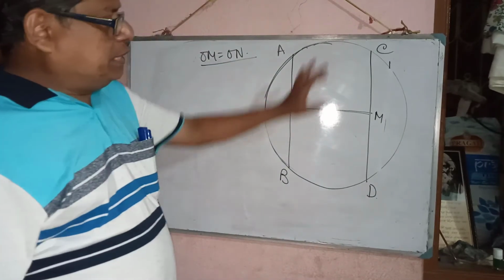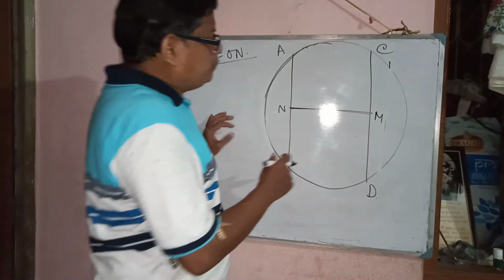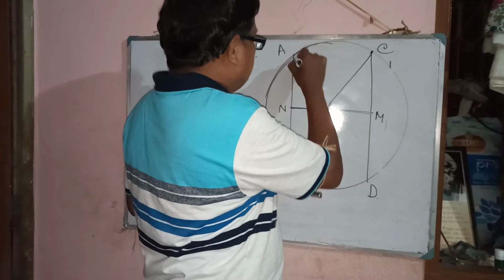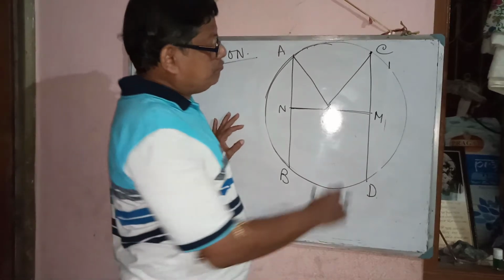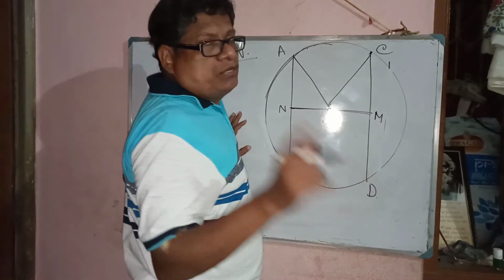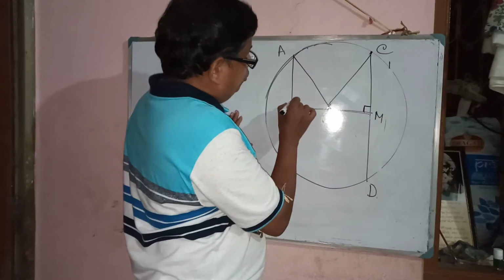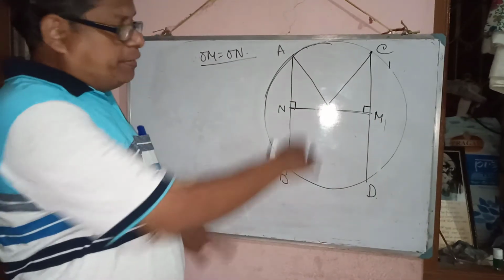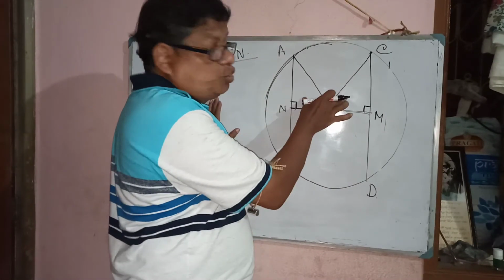We know that two equal chords are there, so just join OC and OA. The line passing through the center gives the distance, which means perpendicular distance. So this is the perpendicular, and this is also perpendicular. The line passes through the center, so it is perpendicular. And these two triangles are congruent.